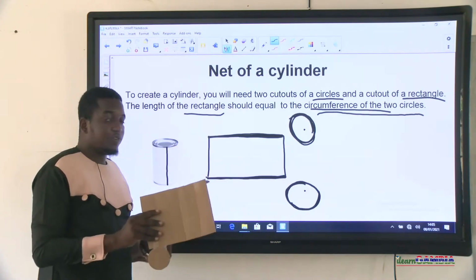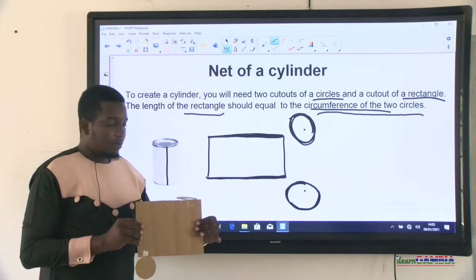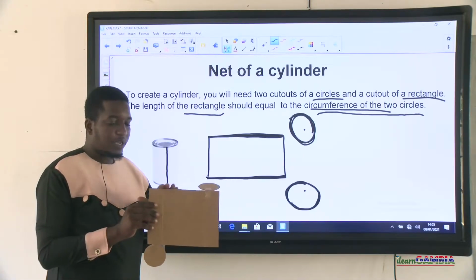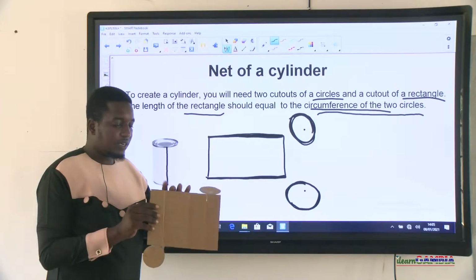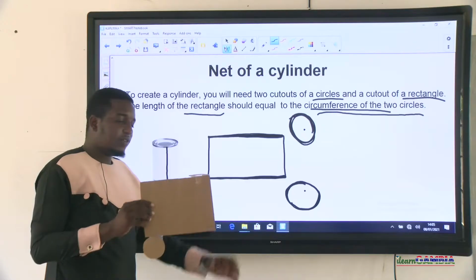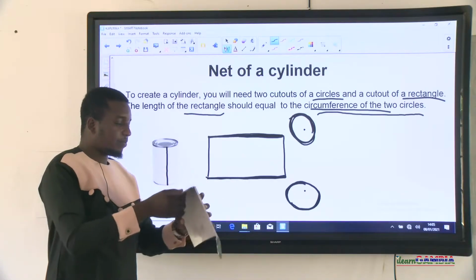What do we need in order to form a cylinder? We need a rectangle and we need two circles in such a way that the circumference of the circle will be equal to the length of the rectangle, and the width of the rectangle forms the height of the cylinder. So let's try folding it and see.